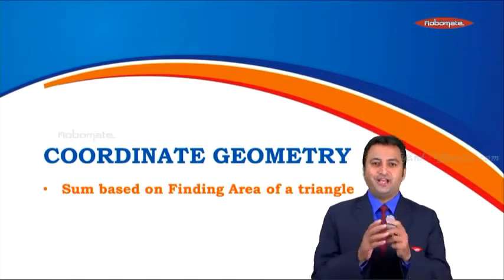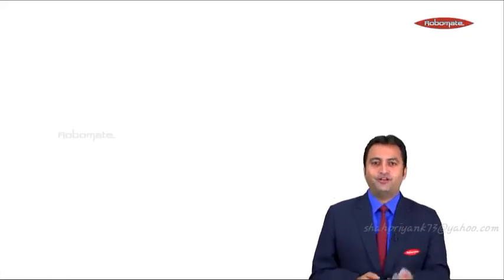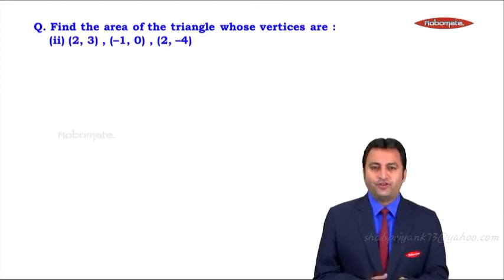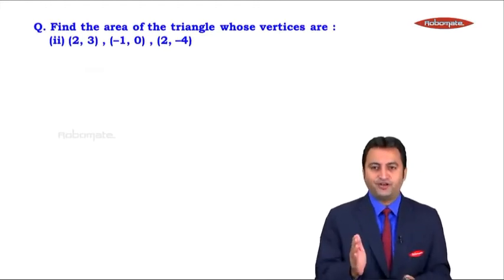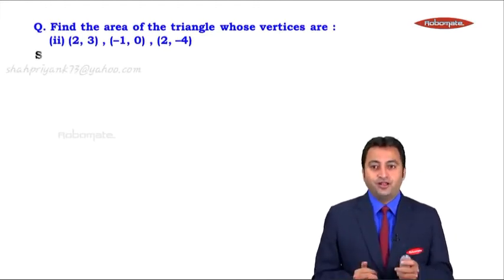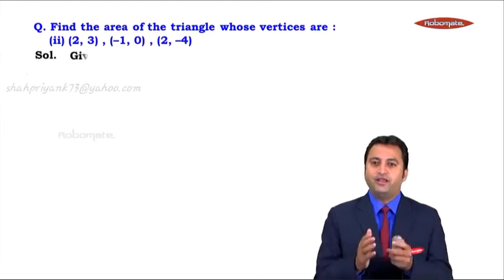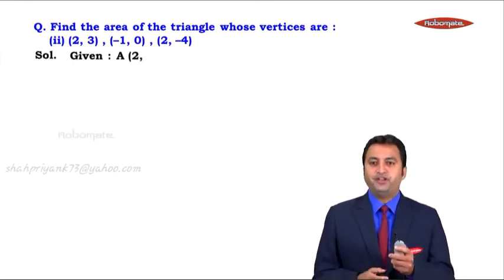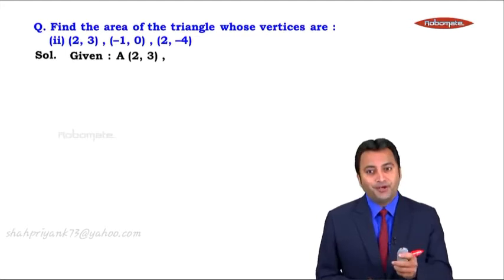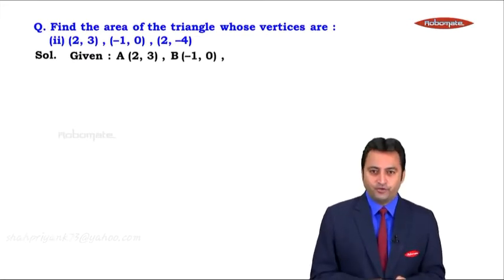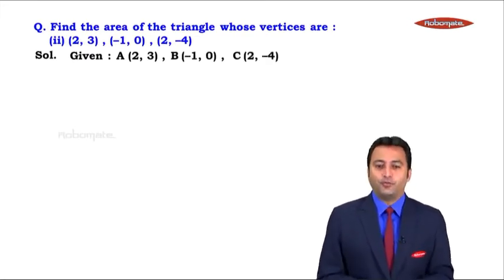Based on area of a triangle. Look at this very simple question. The question is to find the area of a triangle whose vertices are as follows. Let us name those 3 points as A, B and C. Point A is (2, 3), point B is (-1, 0) and point C is (2, -4).